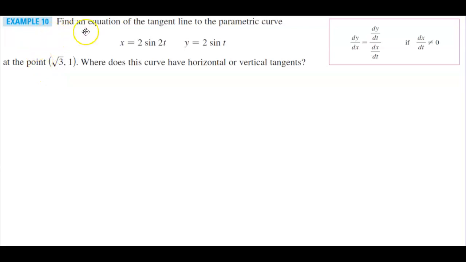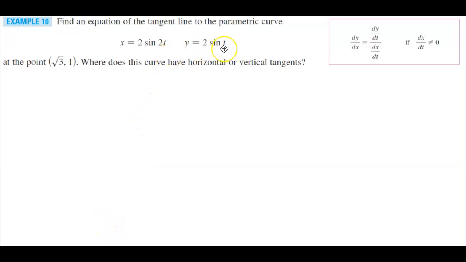Okay, for example 10, find an equation of the tangent line to the parametric curve x is equal to 2 times the sine of 2t, y is equal to 2 times the sine of t, at the point square root of 3, 1. Where does this curve have horizontal or vertical tangents? Okay, before we go any further, let's go ahead and graph this on Desmos.